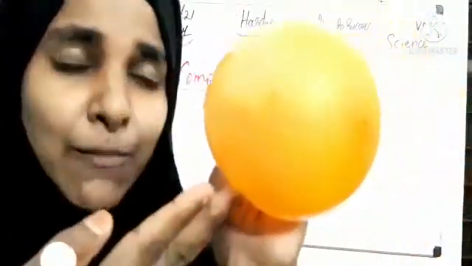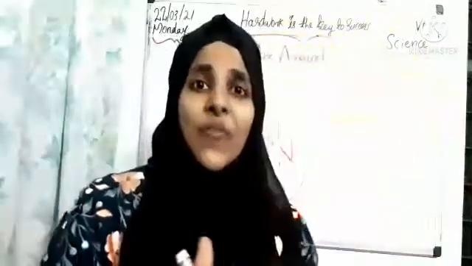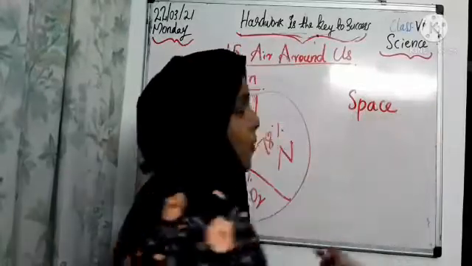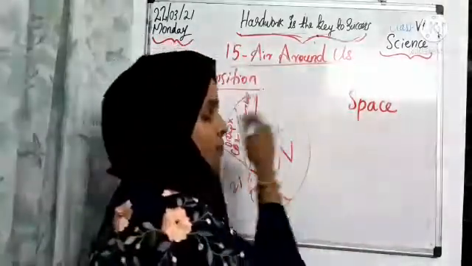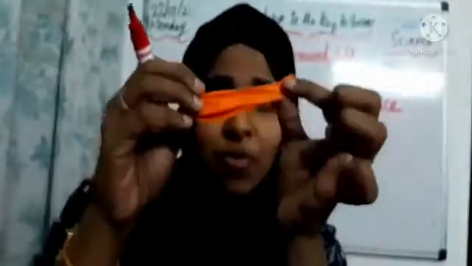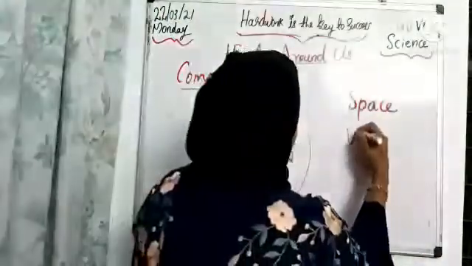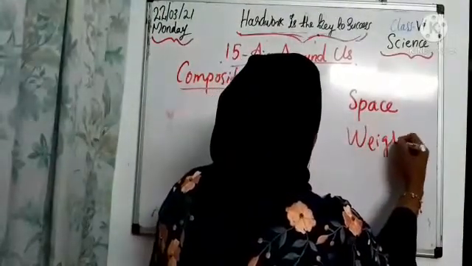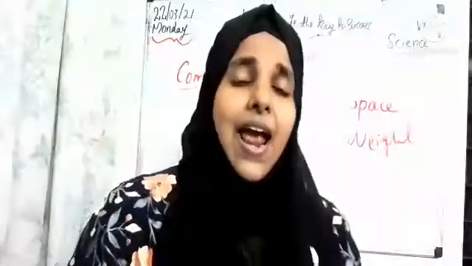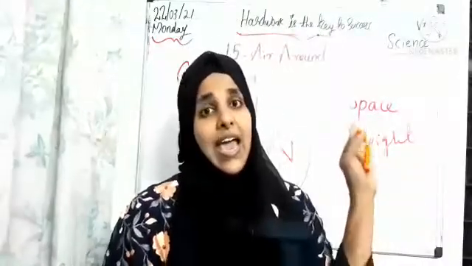When I blow this balloon, what happens, children? Yes, air needs some space to fill in this balloon. So we can say like that, air occupies space. Okay, this is one property of air. Air occupies space. Okay, and when I deflate this balloon, what will happen? The weight of this balloon is very less when I compare it to that inflated balloon. So from this we can understand air has weight also. Okay, so two properties of air. What? Air occupies space and air has weight.